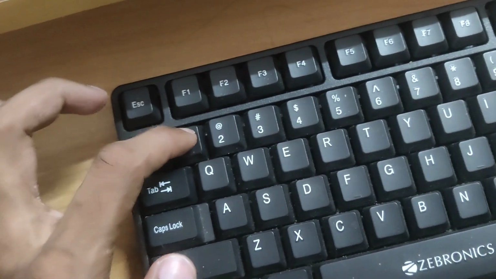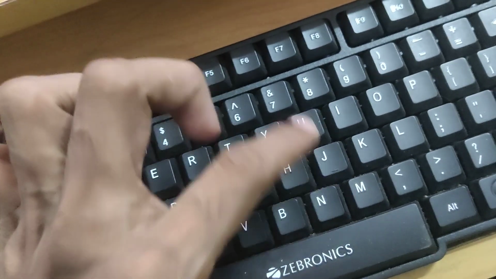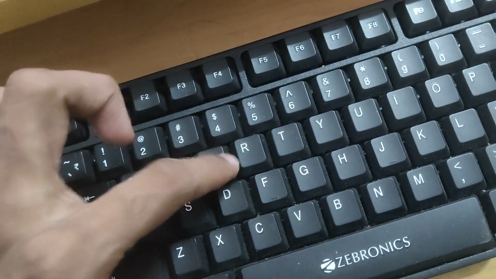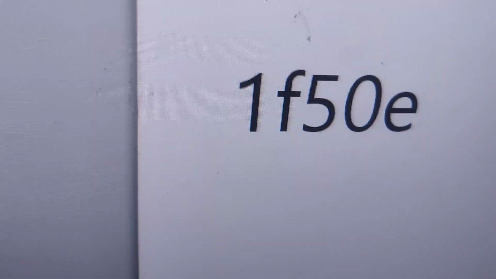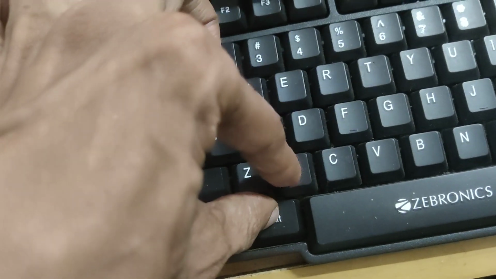Another method is you must simply go to your keyboard and type 1 F5 0 E. So you must type like that, and after that you must press the alt key and these two keys at the same time. Then you can see that the same symbol has arrived here.